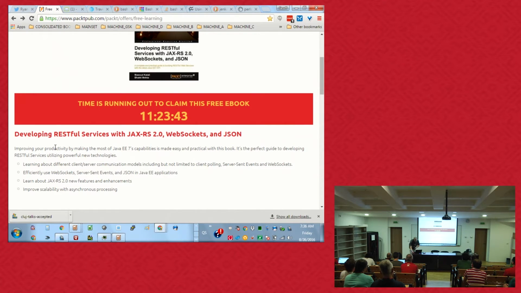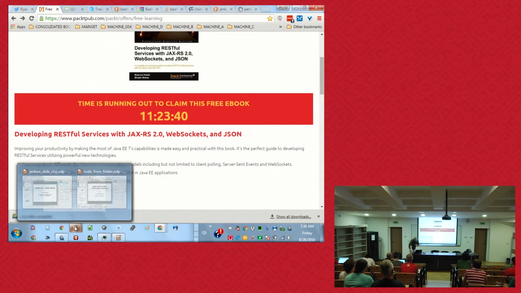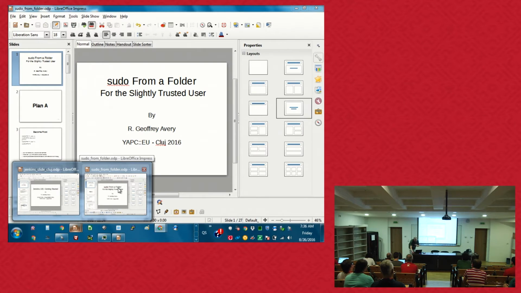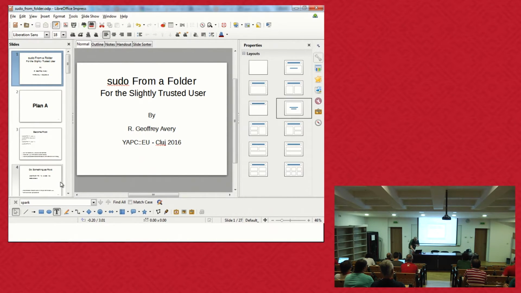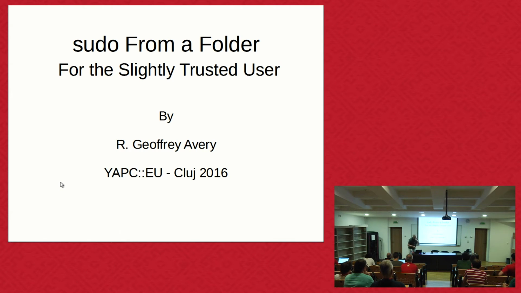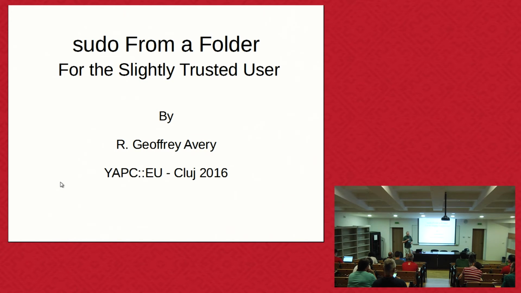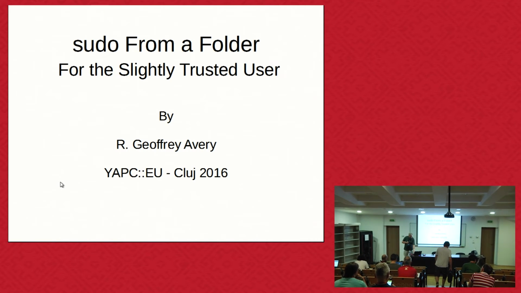And now let me do the other one. So, as we just saw in the Jenkins talk, occasionally you want your Jenkins user to do something a little bit special, like restart a server. And he can't do that just as him. He needs to be able to become someone a little more special with sudo. We want to find a nice simple way to manage that without giving away the store. So this is sudo from a folder for the slightly trusted user.